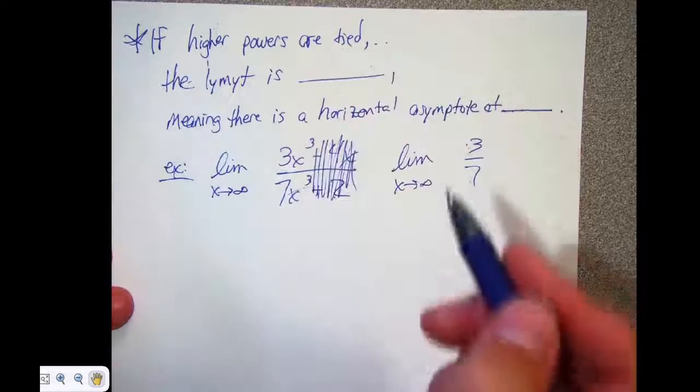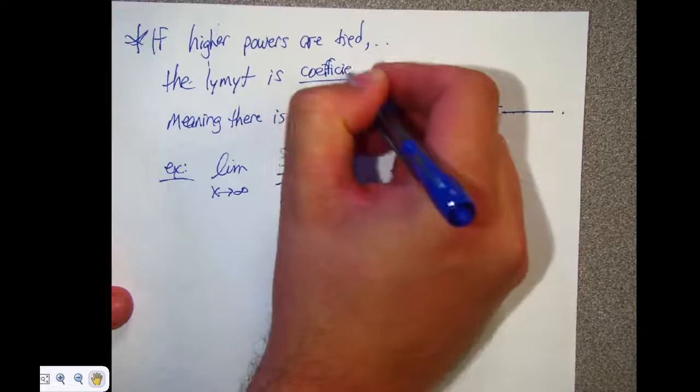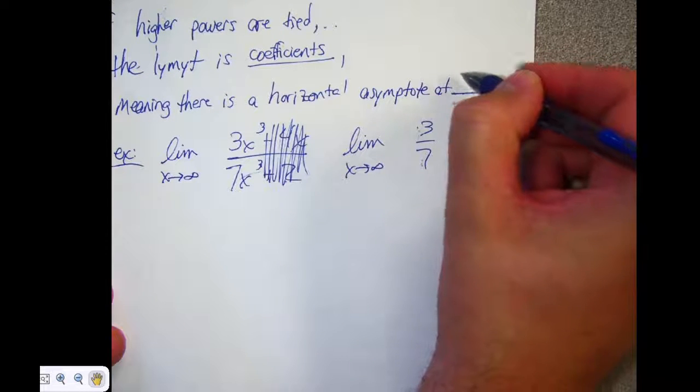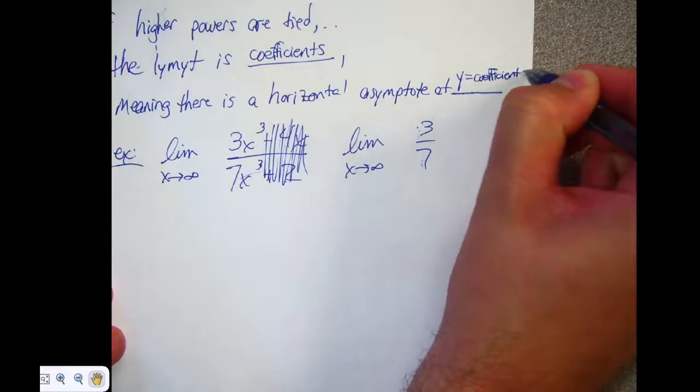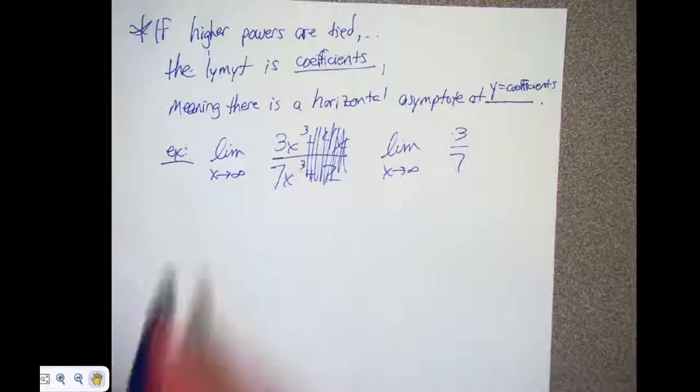So the limit is, I'll just say coefficients, meaning there's a horizontal asymptote at y equals the coefficients. That sounds more confusing than it is.